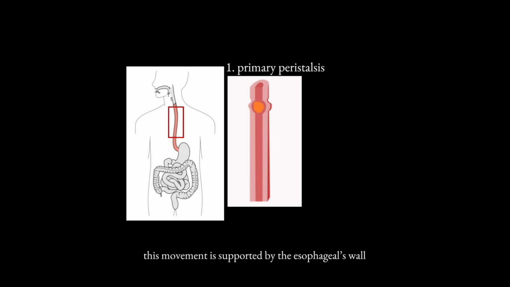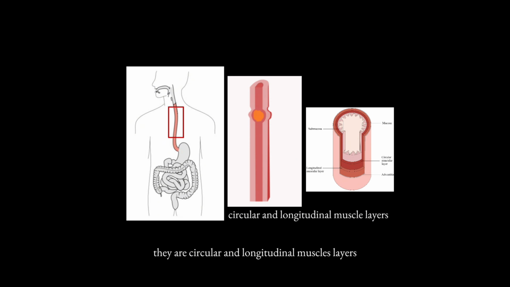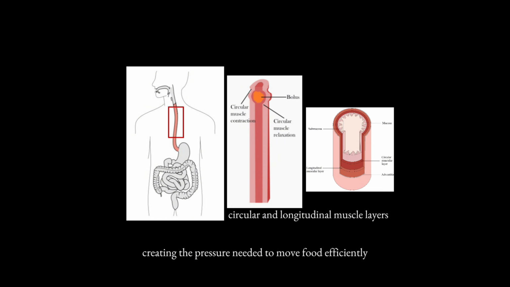This movement is supported by the esophageal wall, which has circular and longitudinal muscle layers. They contract in sequence, creating the pressure needed to move food efficiently through to the stomach.